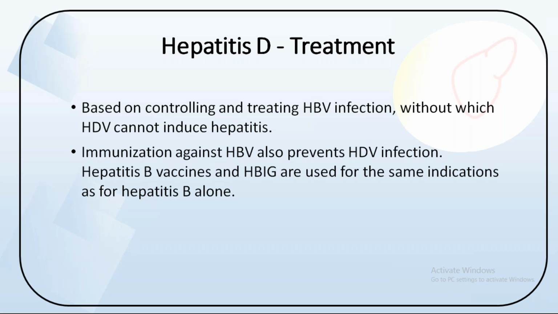Immunization against hepatitis B is a prevention against hepatitis D also, because it does not exist separately. Hepatitis B vaccine and HBIG are used in the same indications as in the case of hepatitis B alone infection. So separately, there is no preventive strategy for hepatitis D.